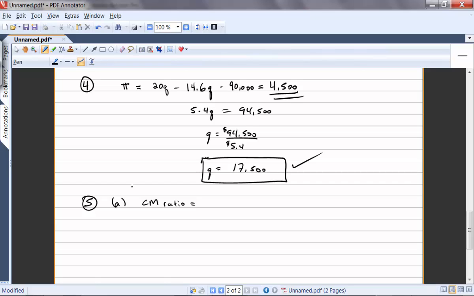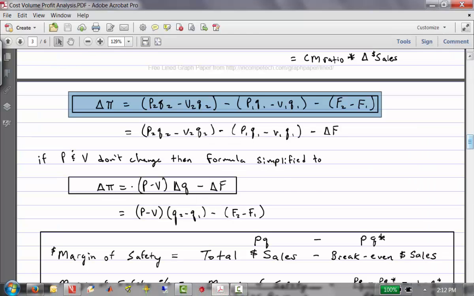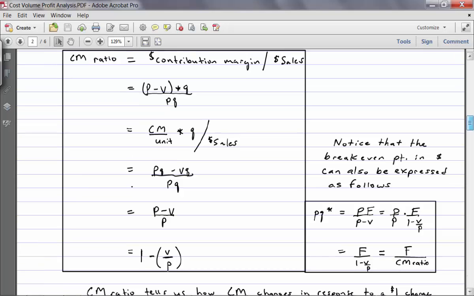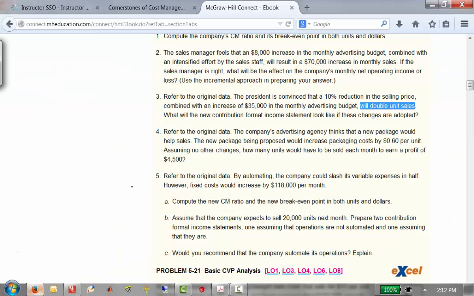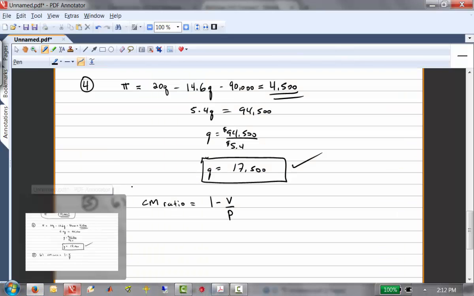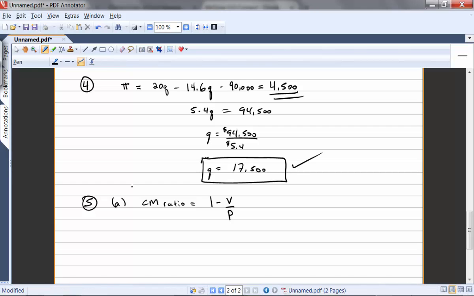CM ratio, let's use the formula 1 minus V over P now. Right? It's the same thing as what we were doing earlier. Earlier we were using a different formula for the contribution margin ratio, but let's use this one now. Variable expenses are going to be slashed in half. That means that the variable expense per unit is slashed in half, right? So V now will equal what it was previously divided by 2, or $7 per unit.